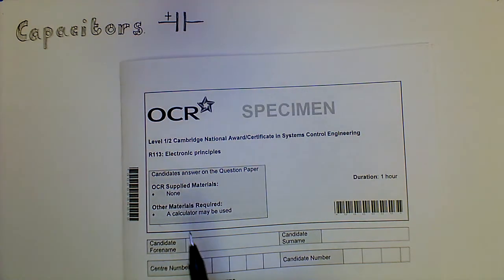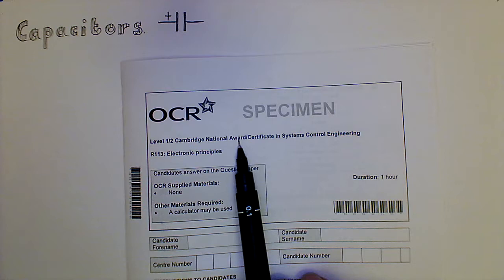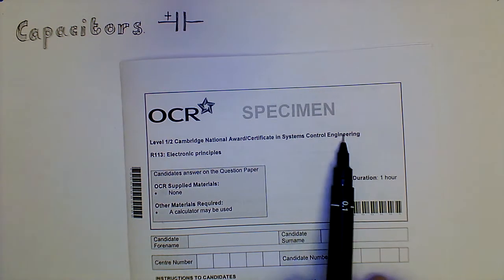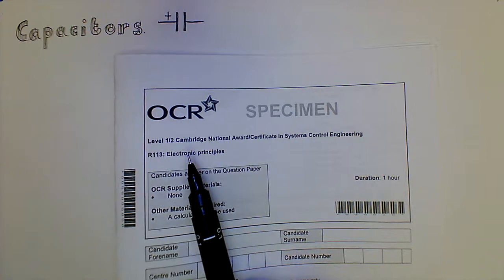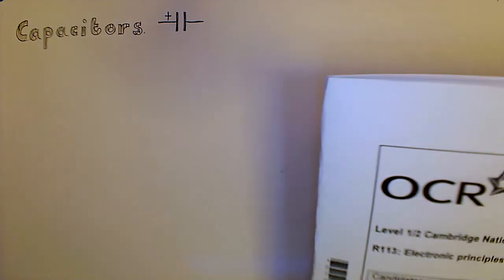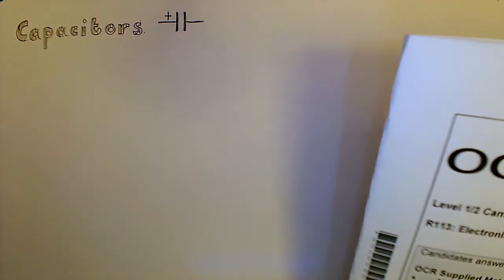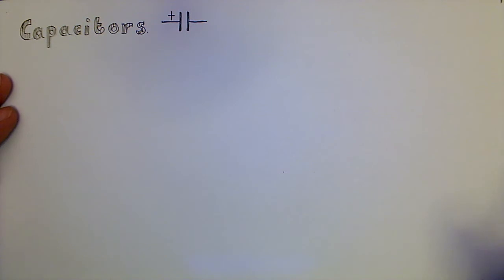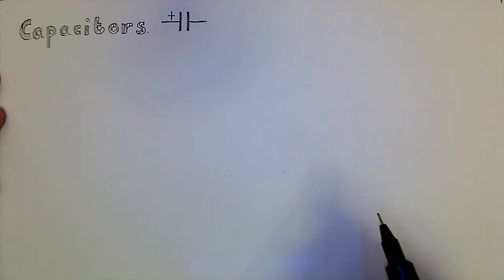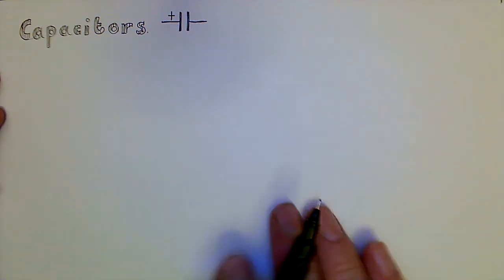So hi, welcome to another revision session for Cambridge National Award Certificate in Systems and Control Engineering, R113 Electronic Principles. And we're going to move on to capacitors. Now we finished with resistors in the last video, so we're going to just start introducing more and more components, and the capacitor is one of the first sort of new components that you need to deal with, because we use these in combination with resistors, as you're going to see a little bit later on.